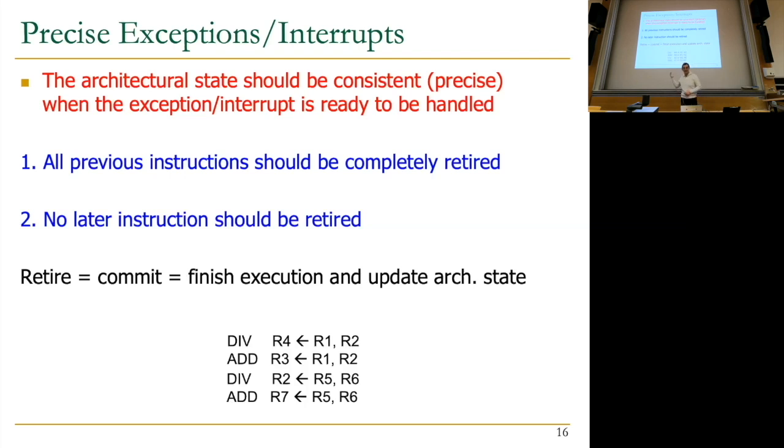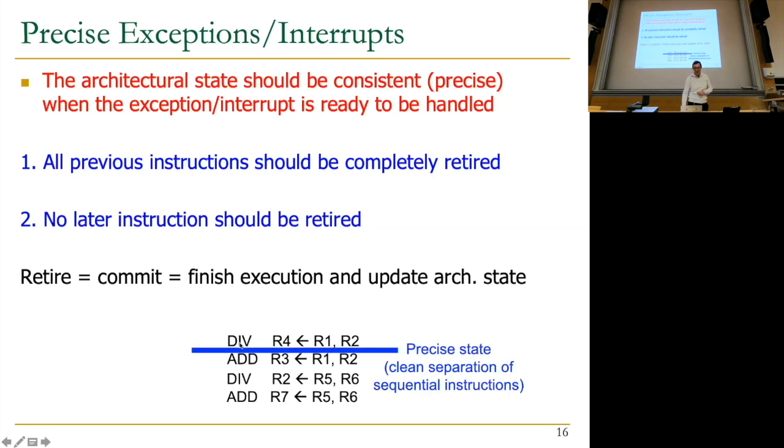So let's take a look at this example. You have a bunch of instructions. If you want to look at the precise state, if this divide is supposed to cause an exception, there should be a precise state over here, or if this add. Basically, you could draw this precise state between every instruction. This means that all instructions before the divide have finished and no instructions after the divide have finished. And then the exception at the divide can be handled.